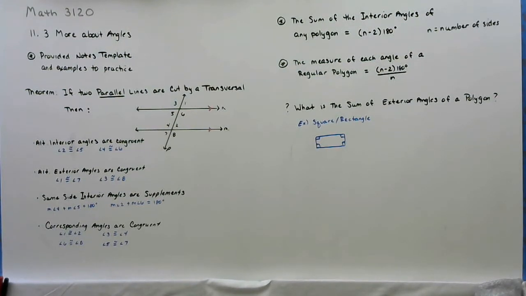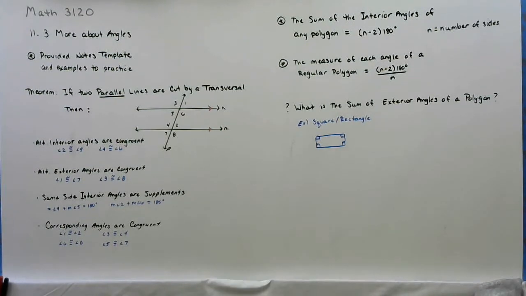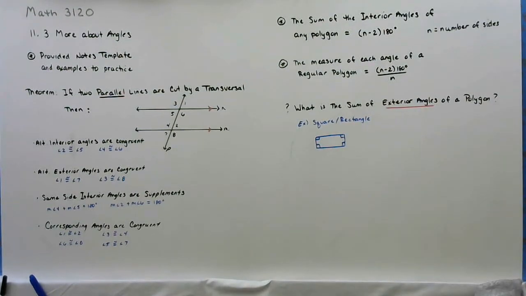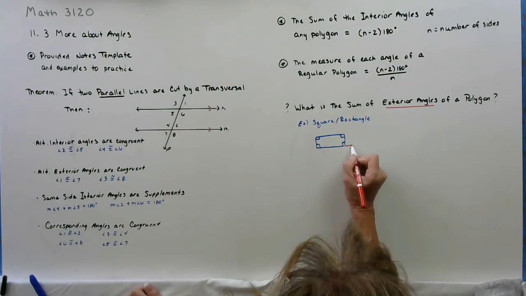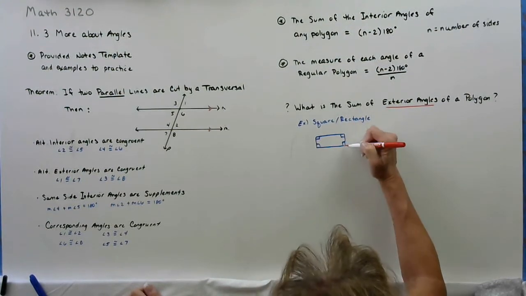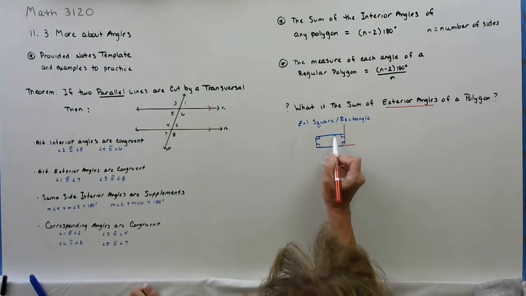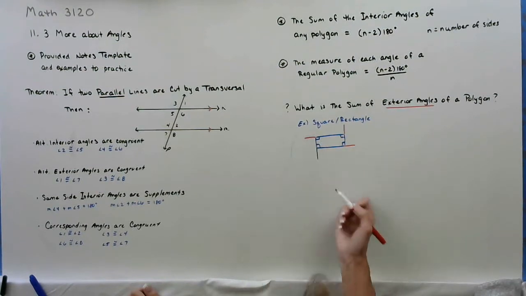Well, let's go ahead and do the exterior angles. I'll switch colors here. I'll do the exterior. Let's look at the exterior angles. Well, in order to do the exterior angles, remember we take and extend this side. And then I'm going to extend this side. Then I'm going to go across and extend this side. And I'm going to come down. I'm going to extend the other side.